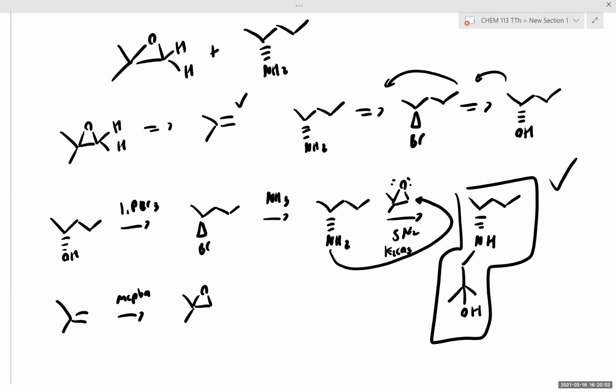Any other questions on this example? When we attack with our base on the epoxide, would it change the stereochemistry at all, or no? No, because the reaction occurs at the nitrogen atom, not the carbon center. Oh yeah, okay. Thanks. Does that make sense? Yeah, I just was having a brain fart.